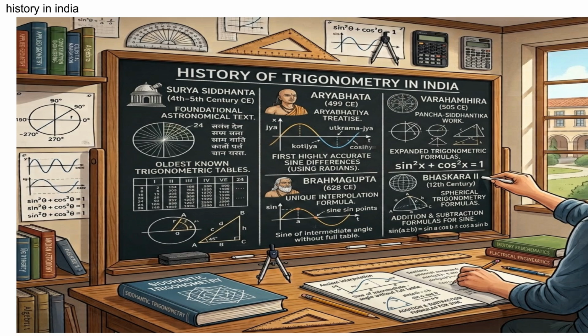Aryabhata, in 499 CE. In his treatise Aryabhatiya, he calculated the first highly accurate table of sine differences using radians. He also introduced kotijya, the cosine, and utkramadya, the versed sine.